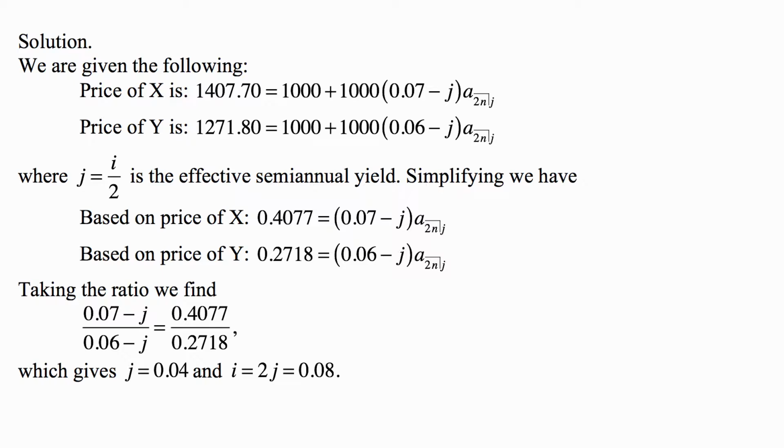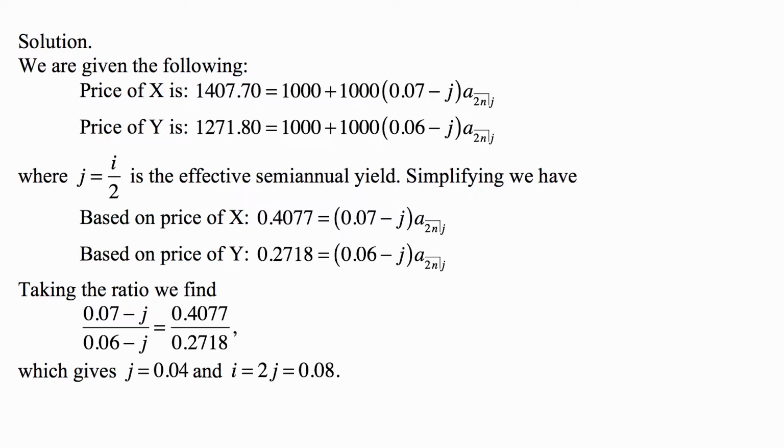And then the same for Y: 1271.80 equals 1000 plus 1000 times (0.06 minus J) times a angle 2n at J. So then, of course, we can subtract 1000 from both sides and divide both sides by 1000. And what happens is we get 0.4077 equals (0.07 minus J) times a angle 2n at J. And based on the price of Y, 0.2718 is equal to (0.06 minus J) times a angle 2n at J.